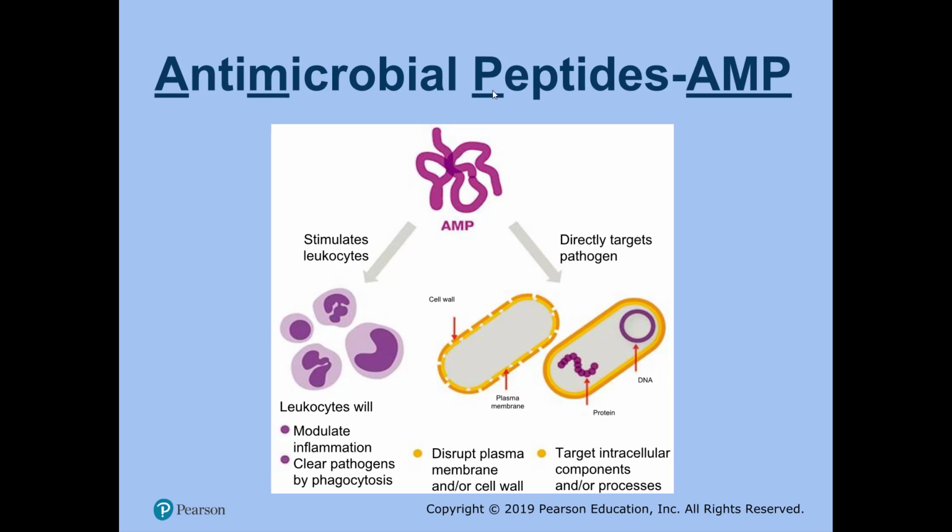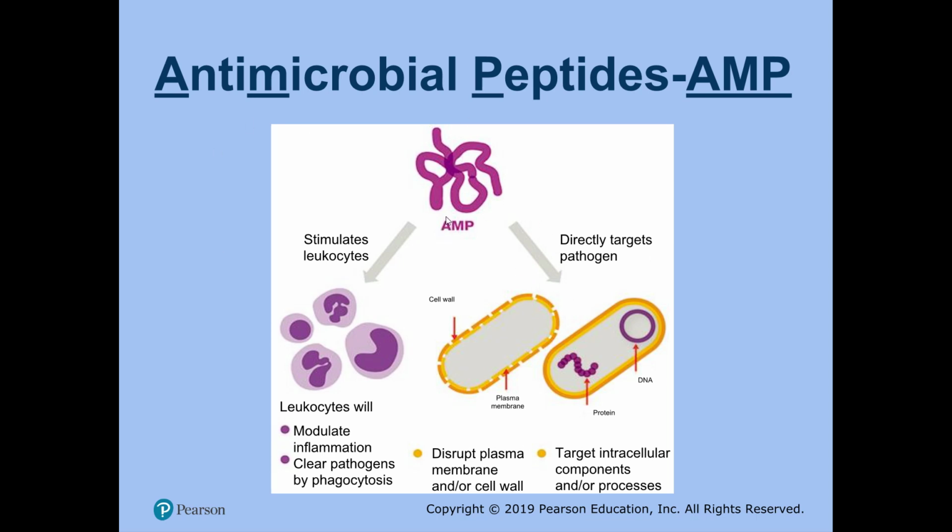Basically, they do what the name says. They're peptides, which means they're tiny proteins that are in your body, and they're antimicrobial, so they kill microbes. You can also think about this concept with the letters A, M, P. So I just remember that they amp up your immune system, and they do this by stimulating the leukocytes. Leukocytes are your white blood cells. Leuko is Greek for white, so they stimulate the white blood cells. They also directly target the pathogens, so they kill the pathogens in your body.